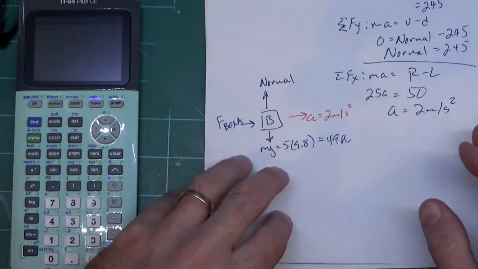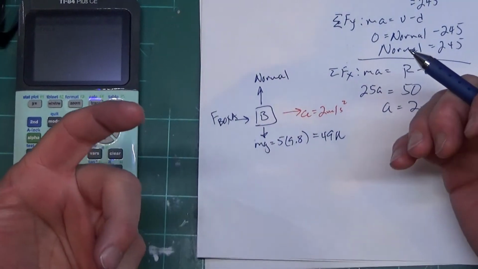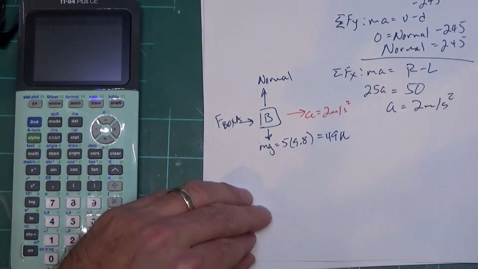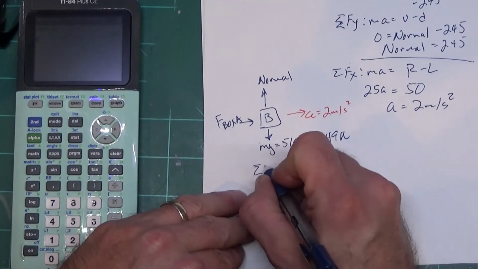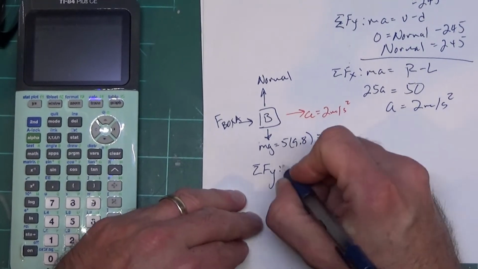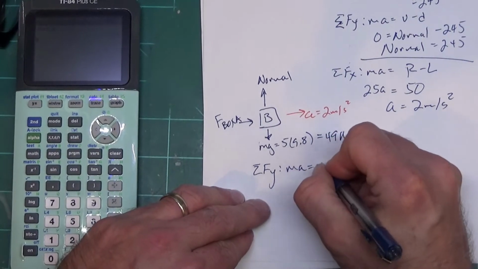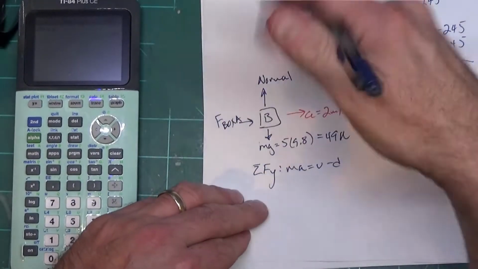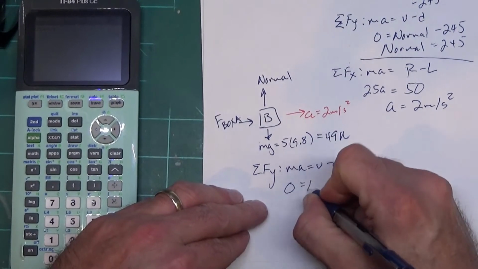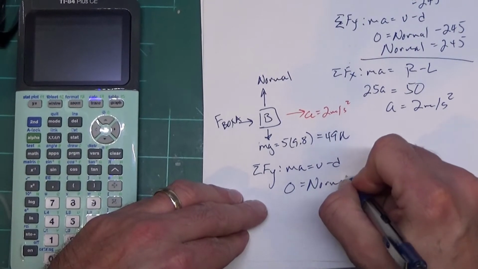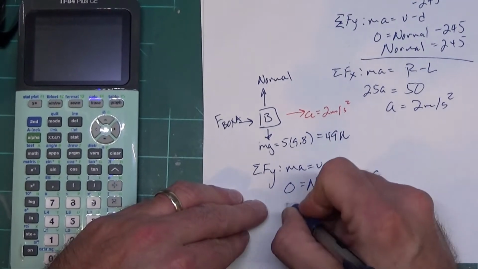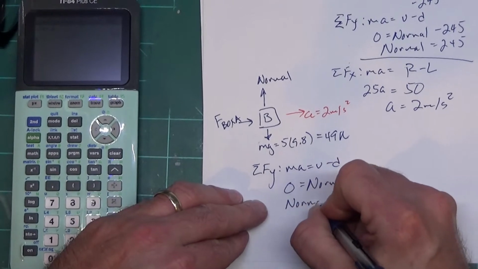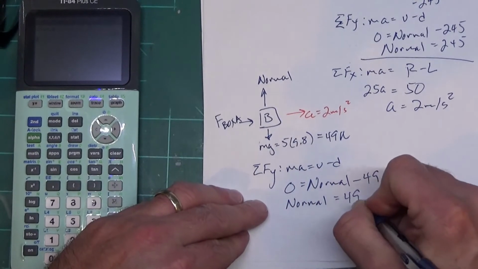So I can go through the same routine. Free body, next step, components. Well, I don't have components because there's no angles. So I can go straight to sum of the forces in the y. That's ma equals up minus down. Now there's no acceleration up and down, so 0 equals normal minus 49, and I get my normal force is equal to 49.